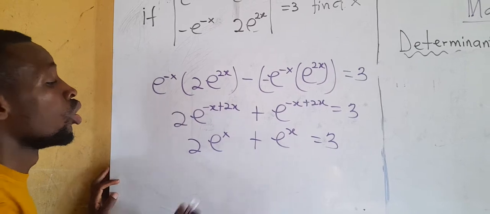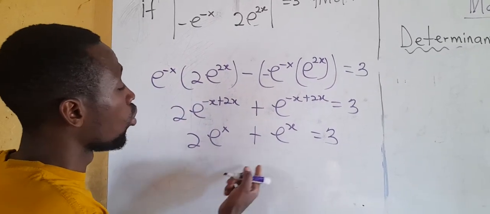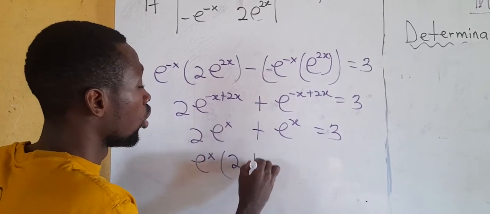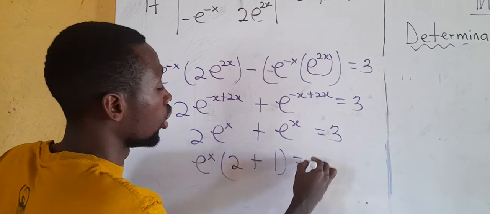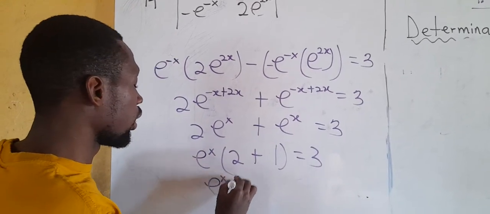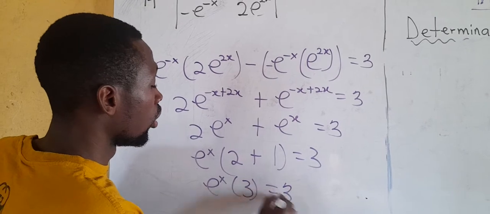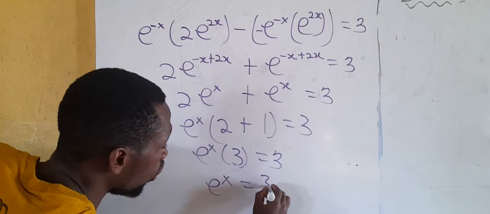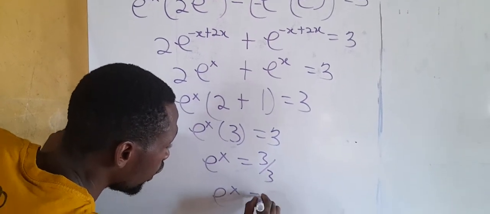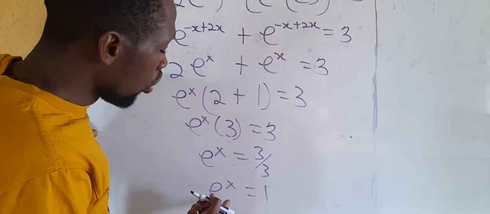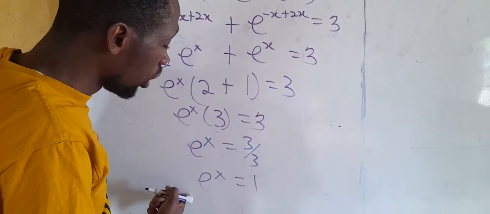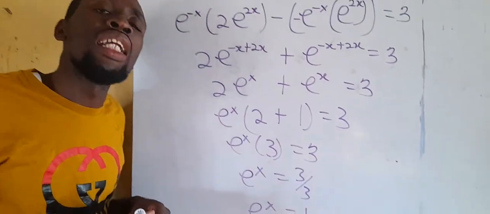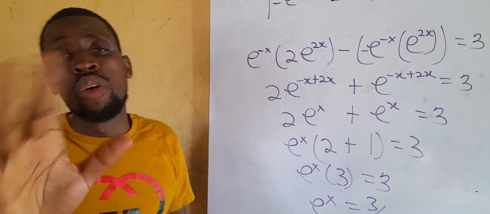Now what is common? e exponent x is common, so we can bring it out. We have e exponent x times 2 plus 1 is equal to 3. So I have e exponent x times 3. 2 plus 1 is 3. So we divide both sides by 3. We have e exponent x is equal to 3 over 3. e exponent x is 1. Now we have to rewrite this equation so that we can get the value of x. And remember, any number to the exponent 0 is 1.